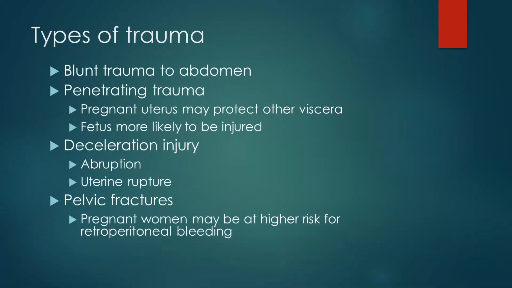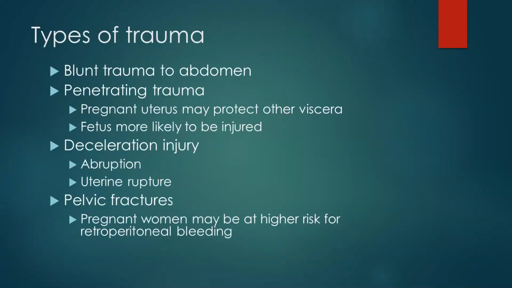So there are multiple different types of traumas that patients can come in with. And based on the type of trauma, that's going to help you figure out what are some things higher on the differential for either mom having an injury or baby having an injury. With blunt abdominal traumas, a lot of the time mom's going to look completely fine, and this is where you really need to do rapid assessment of baby. And with penetrating trauma, depending on how pregnant the patient is, the pregnant uterus acts as a protective factor for the viscera of mom. And so fetuses, as the gestational age progresses, are more likely to be injured.